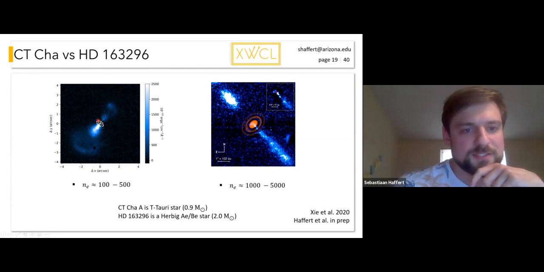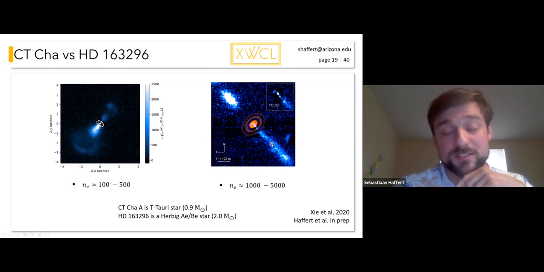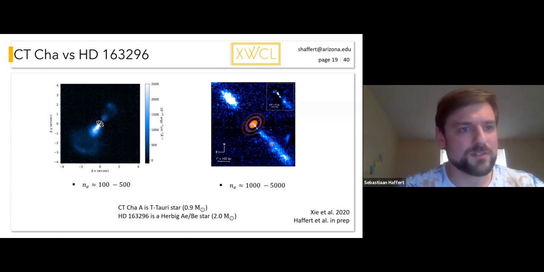So for CT-CHA, it's about 45 to 50 degrees. So it's quite wide. While for HT 163296, it's more between 5 to 10 degrees. So it's a significant difference in the opening angle.